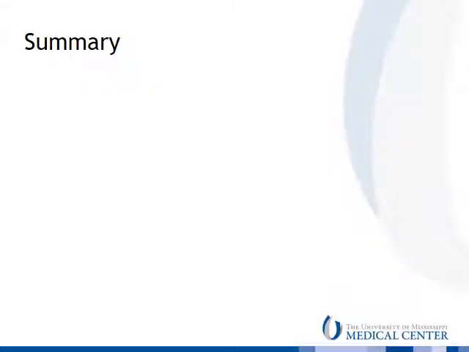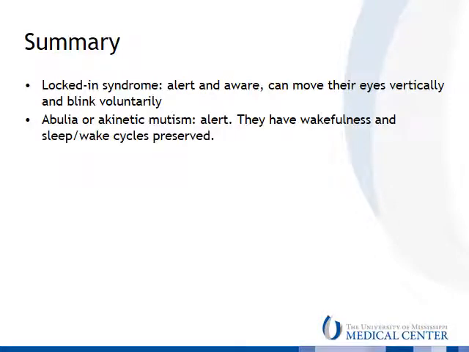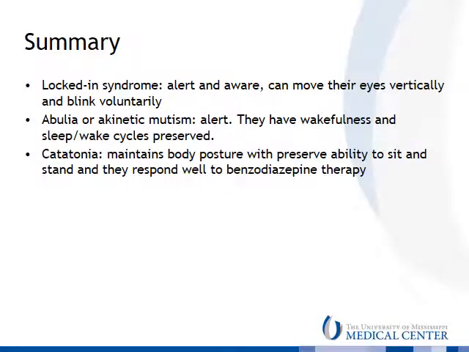In summary, there are many states which can mimic coma, and it is important to differentiate those from coma. A patient with locked-in syndrome will be alert and aware, and can move their eyes vertically and blink voluntarily. An abulia or akinetic mutism patient appears alert. They have wakefulness and sleep-wake cycles preserved. A catatonic patient maintains body posture with preserved ability to sit and stand. They respond well to benzodiazepine therapy.